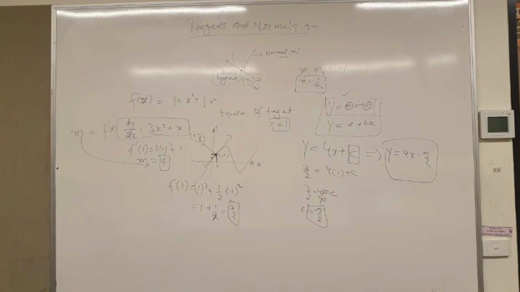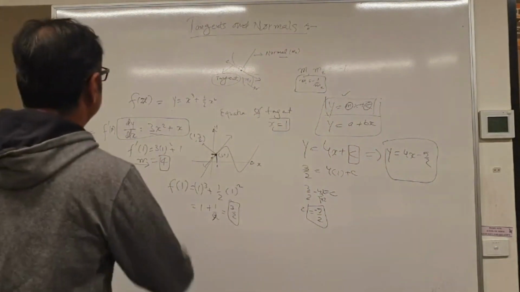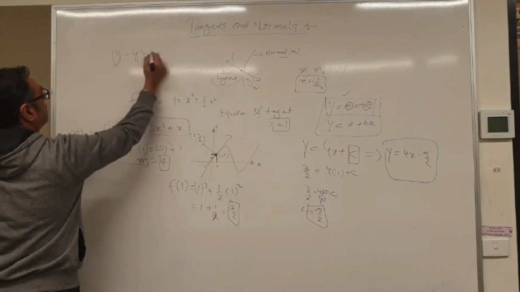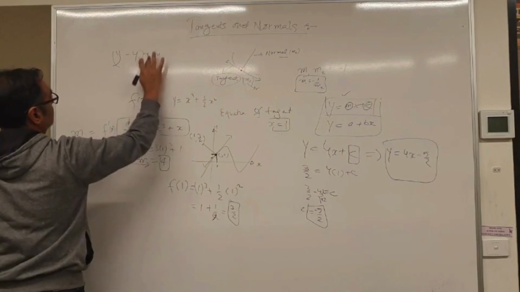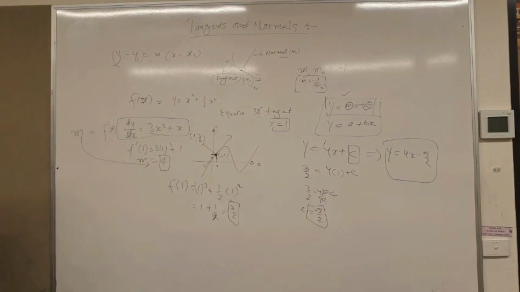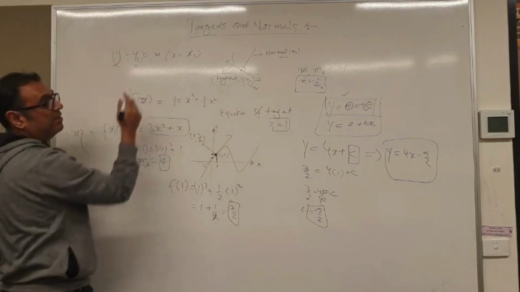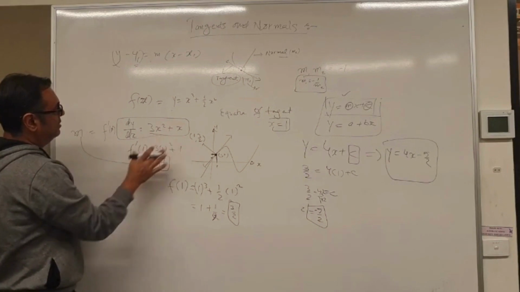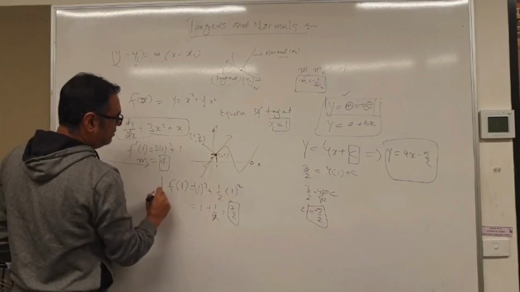Does that make sense? Good. Could you also do y minus y1 equals m bracket x minus x1? Yes, you can do that as well. At the end of the day, you still need a y1, right? You can't get away with this step here, what we've done.